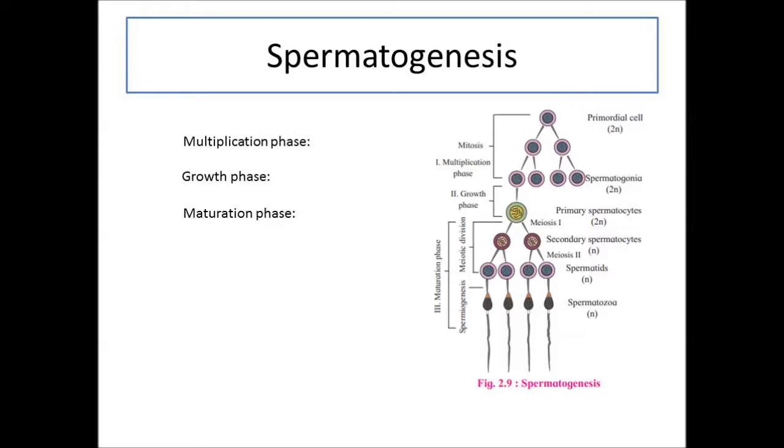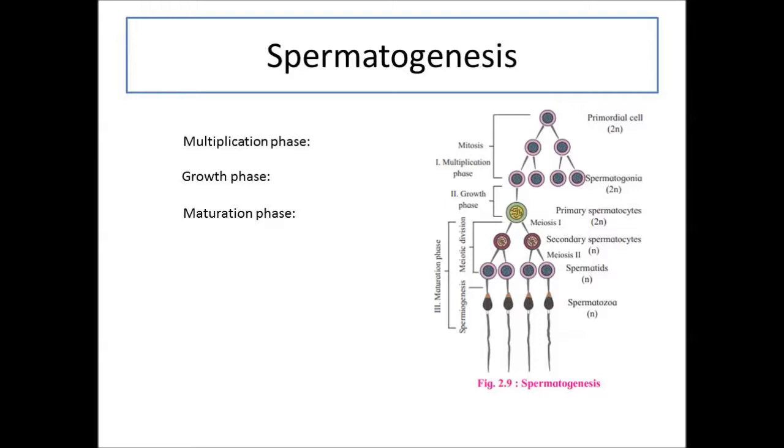Second phase, that is the growth phase. Some of the spermatogonia stop dividing and grow in size to develop into primary spermatocytes. These are also diploid in number, due to the accumulation of food. Then third phase, that is the maturation phase. This phase involves the meiotic or reduction division.